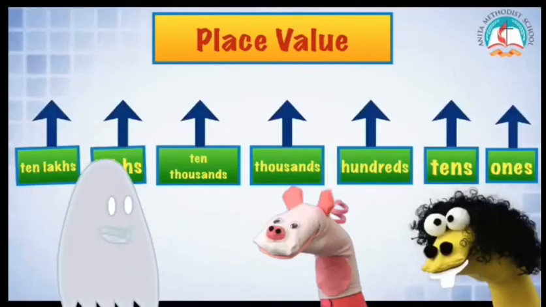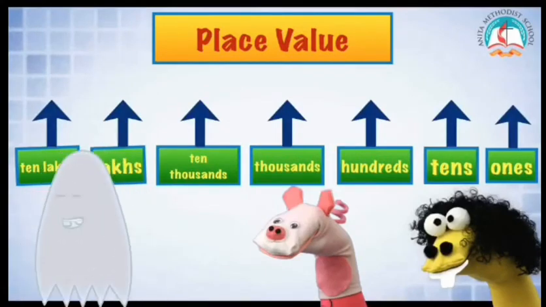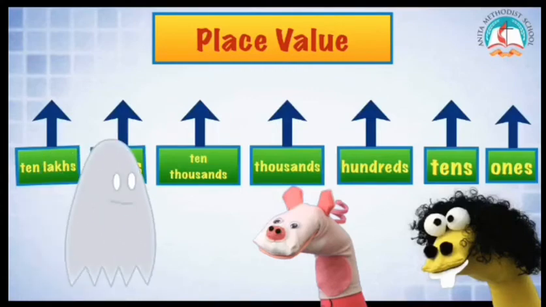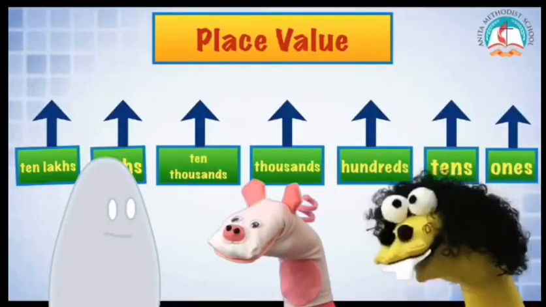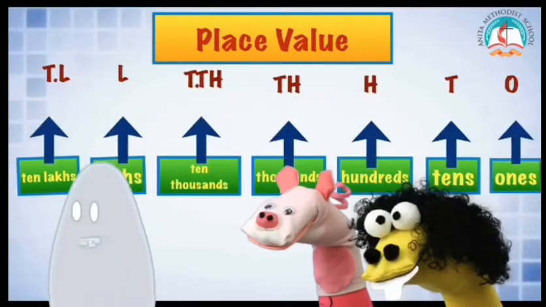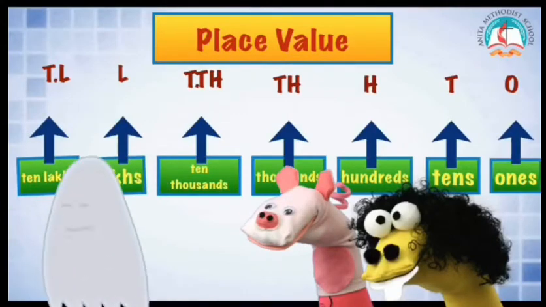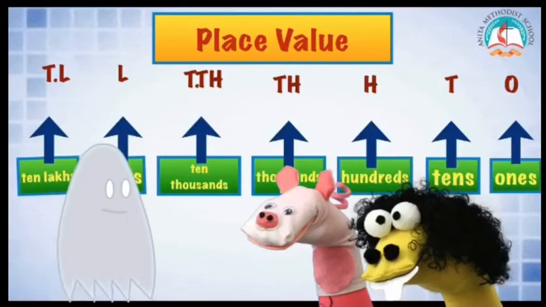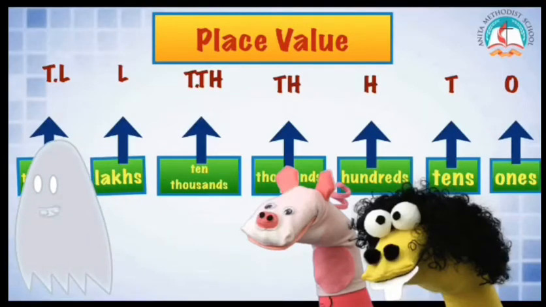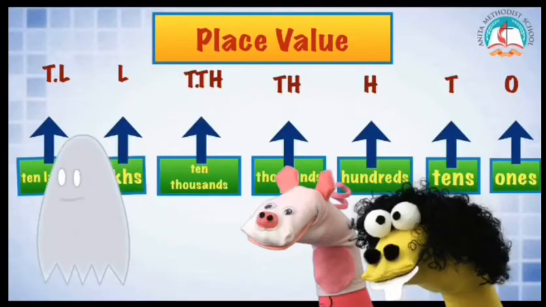First, we will denote the short form for ones, tens, hundreds, thousand, 10,000, lakhs and 10 lakhs. Look here, ones are denoted as O, tens denoted as T, hundreds denoted as H, thousands TH, 10,000 TTH, lakhs denoted as L, and 10 lakh denoted as TL.